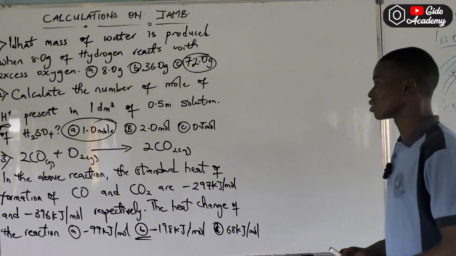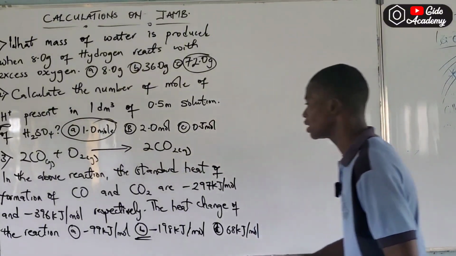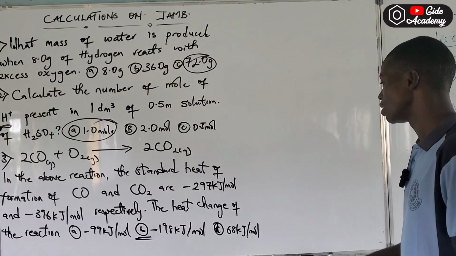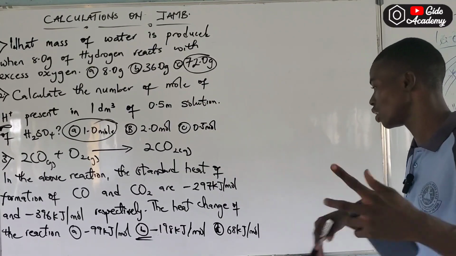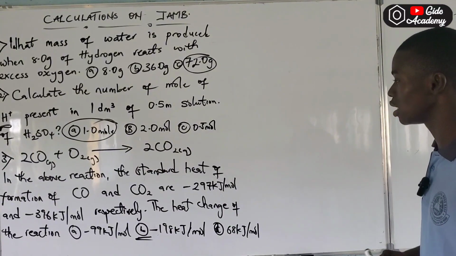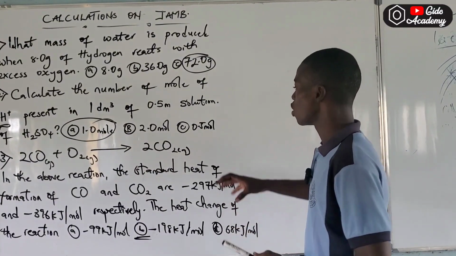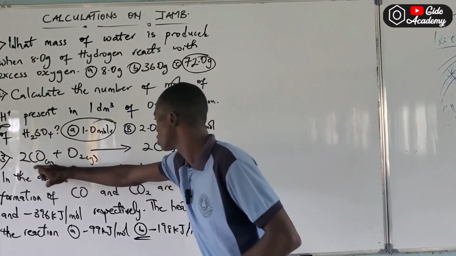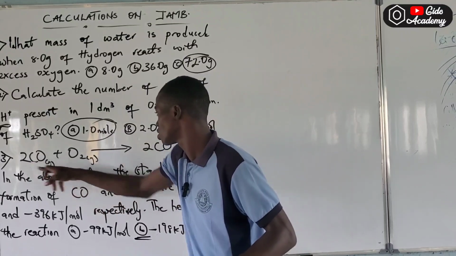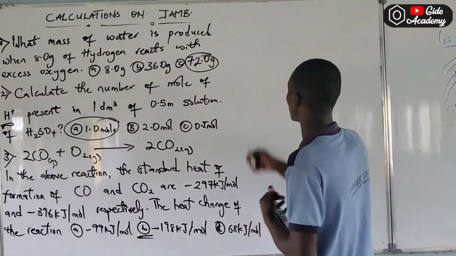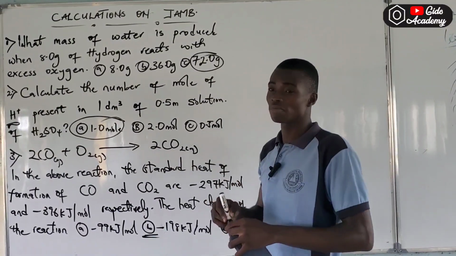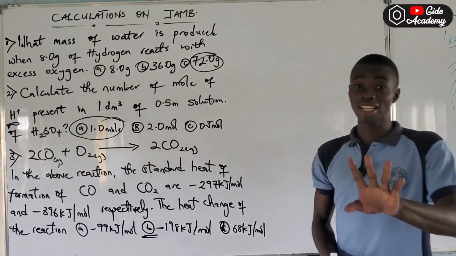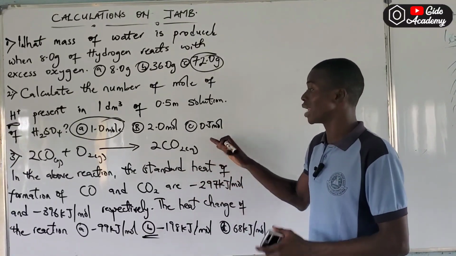So question number 3 says, in the reaction above, the standard rates of formation of CO and CO2 are this and that respectively. The heat change of the reaction is option A, option B, option C. Now the first thing you have to take note of is to write the balanced equation of this. The equation is already balanced, yes. 2 carbon, 2 oxygen, 4 oxygen, yes, so it's already balanced. Let me bring the equation here. Please take note. JAMB and WAEC will not want to kill you. Don't get it twisted. They will always give you a balanced equation.